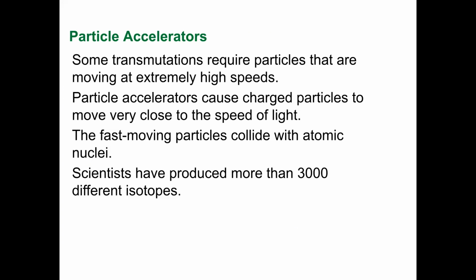Some transmutations require particles that are moving at extremely high speeds. Particle accelerators cause charged particles to move very close to the speed of light, allowing them to collide with atoms and produce these enriched elements, or transmutated elements, I should say. Scientists have produced more than 3,000 different isotopes.